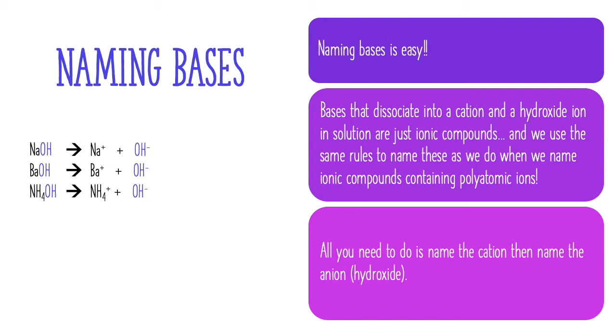And when we name these, all we have to do is name the metal that's in that formula, and then the polyatomic ion, which in this case is hydroxide. So we end up with sodium hydroxide, and then barium is here, so barium hydroxide. And then, although this is not a metal, it's still a positively charged polyatomic ion. That would be ammonium. So we just say ammonium hydroxide. So these are really easy to name.